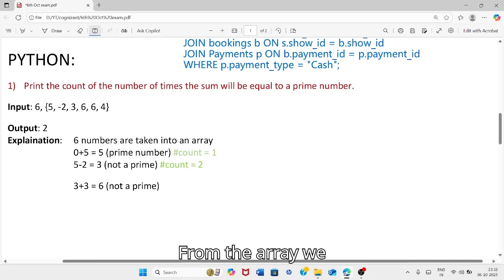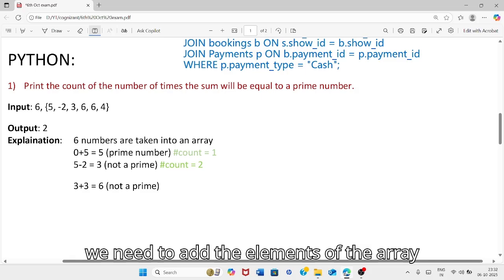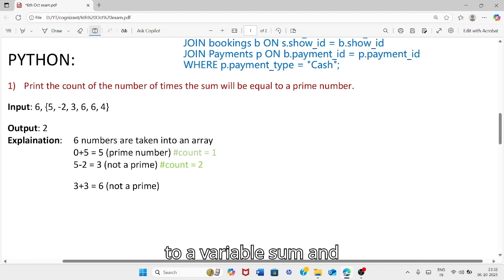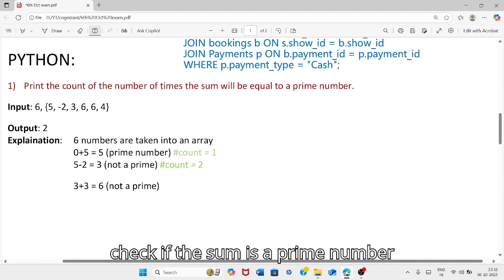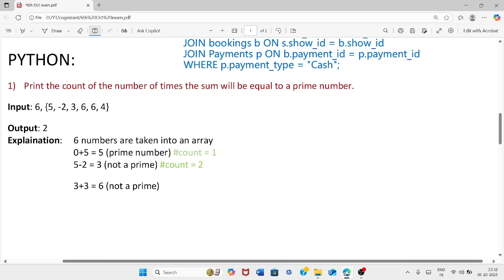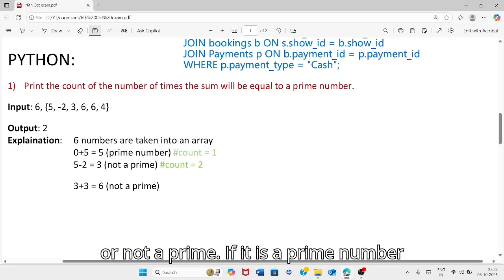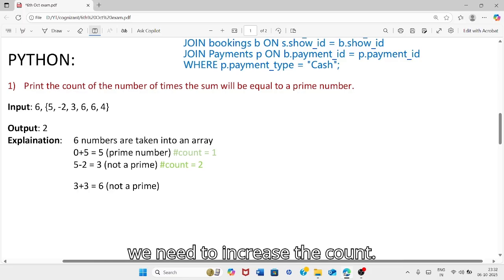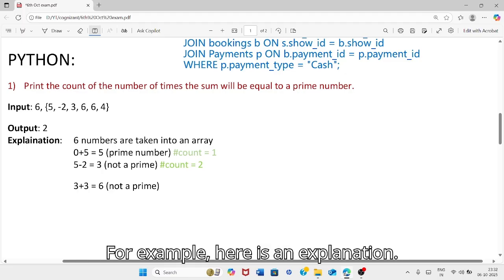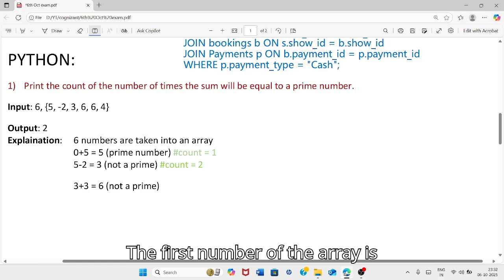From the array, we need to add the elements of the array to a variable sum and check if the sum is a prime number or not. If it is a prime number, we need to increase the count. For example, here is an explanation. The first number of the array is 5.